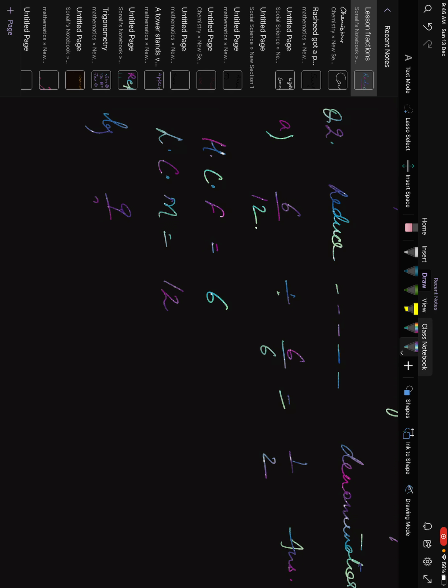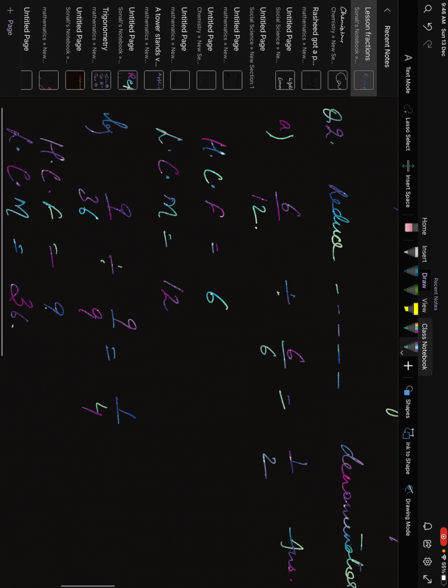I will do another part for you. Divided directly by 9, 1 upon 4. So my highest common factor of course is going to be 9 and my lowest common multiple is going to be 36. Got it? So here also C and D parts are your self-attempt questions.